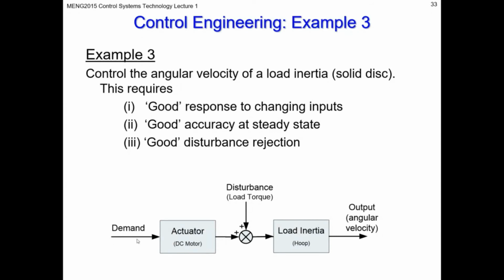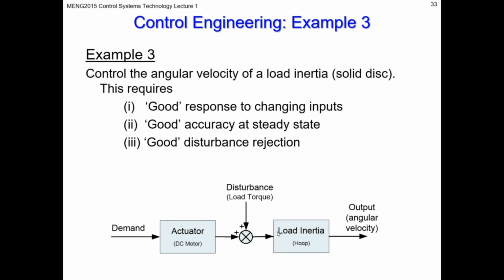So in this case, our demand, that's what speed we want this disk to rotate at, is fed into an actuator, and the actuator in this case is a DC motor, and the voltage is related to the rotational angular velocity. So if we increase the voltage, we expect that the rotational velocity will increase. We don't know whether it's linear or non-linear, but we do know there's a relationship between increasing velocity and increasing voltage. Then in our block diagram, we have the representation of a disturbance acting on our system.